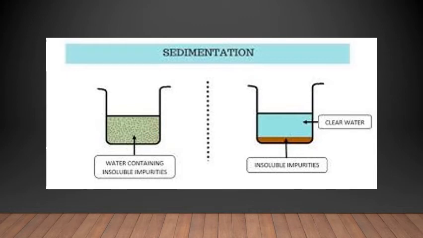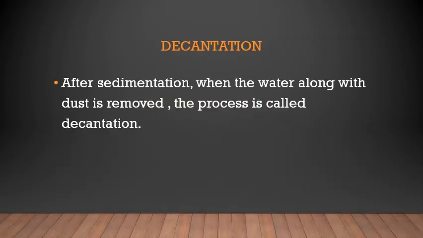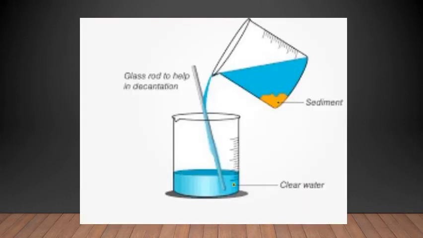We use this in our daily life in cleaning the pulses and the rice, right? Then, when the water along with the dust is removed, this process is called decantation. Understood? Sedimentation means when the sand settles down. Then a top layer of water is present. Now, when you separate that water from that jar, that process is called decantation. Like this. Let us find out a few other mixtures that can be separated through sedimentation and decantation.